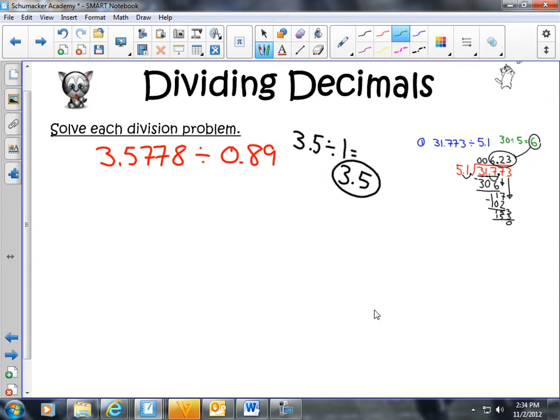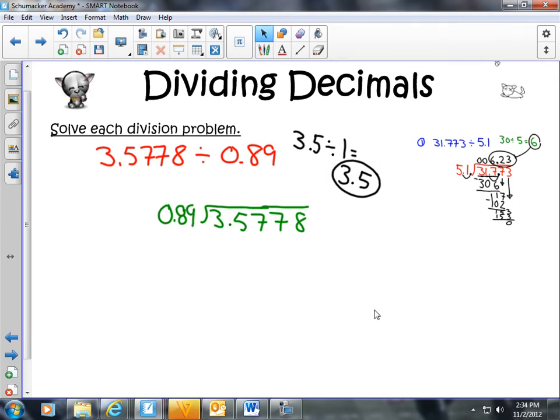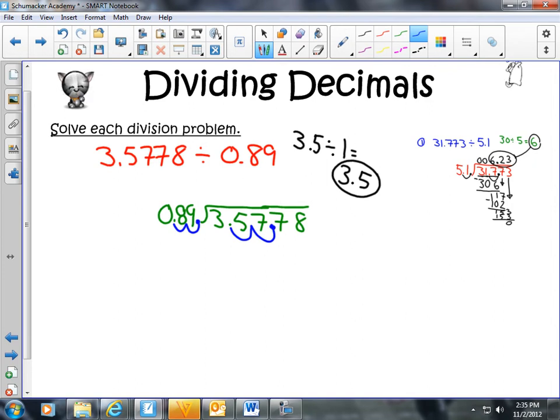Well, let's go ahead and put our number. We're going to put our dividend inside the box here, 3.5778. And then I'm going to bring my 0.89 over here. Now, watch what happens at this point. I'm going to have to move the decimal over for the divisor 2 spaces to make this into a whole number. So I'm going to go 1, 2. Therefore, I'm going to have to move this decimal over 2 spaces as well. 1, 2. And I'm going to bring the decimal straight up. And now I can begin my division process.